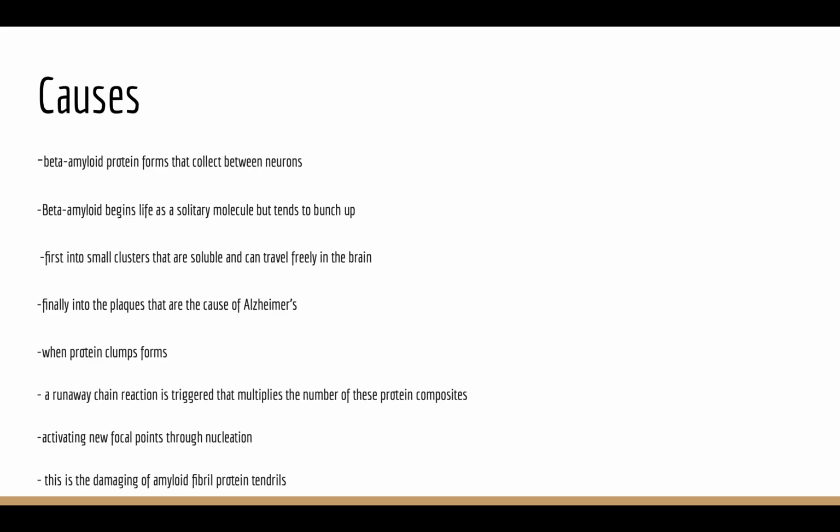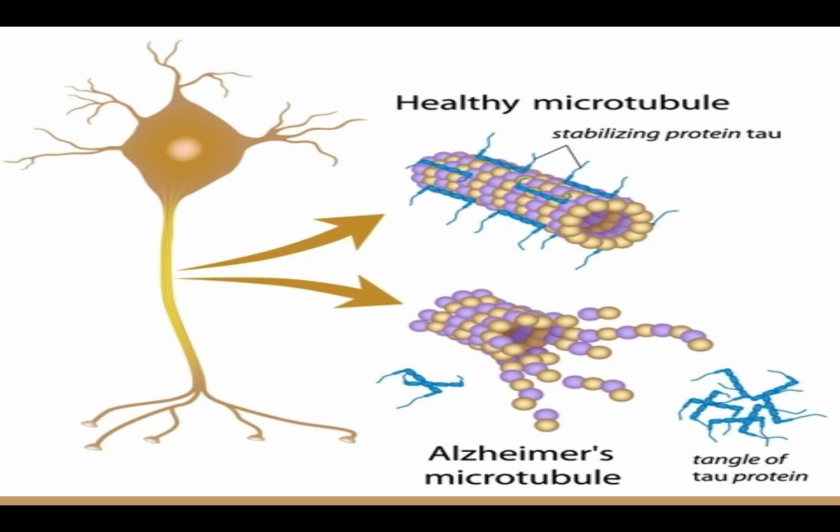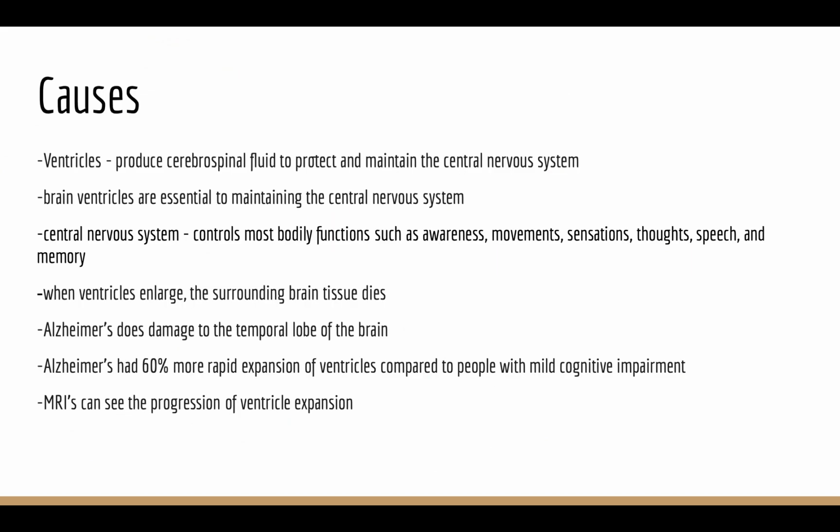So then they activate new focal points, and this damages, obviously, the protein tendrils. And then here's a picture of a part of the neuron called the microtubule. The Alzheimer's one is obviously destroyed because of the tau protein, and the healthy one is normal and not falling apart.